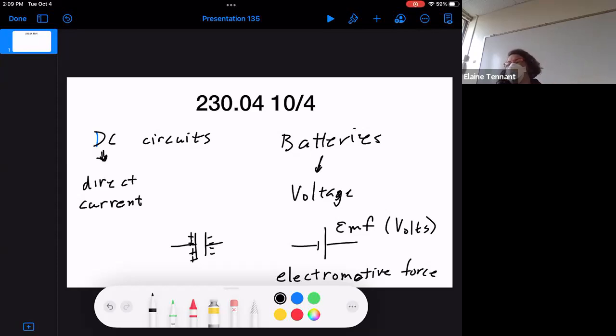Sound okay? Okay. So absolutely, we measure batteries in terms of voltage. A lot of times you'll see this EMF as just a curly E. So on the diagram, when you see that curly E, that's the EMF that you're going to see measured in volts, like the curly E will equal 6 volts or something.